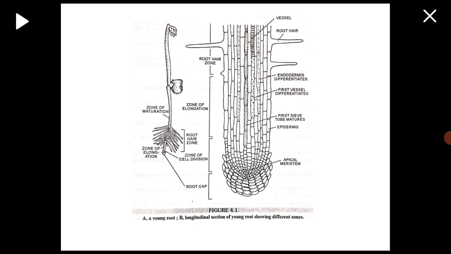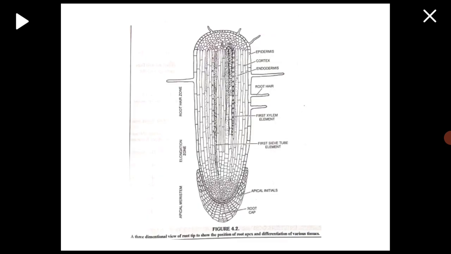Zone of mature cells. The mature portion of the root consists of the zone of mature cells where the cells do not undergo any further change. The outermost layer consists of thick-walled cells covered by a thick cuticle so that water is not absorbed.